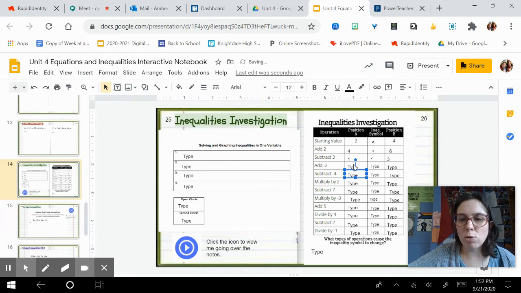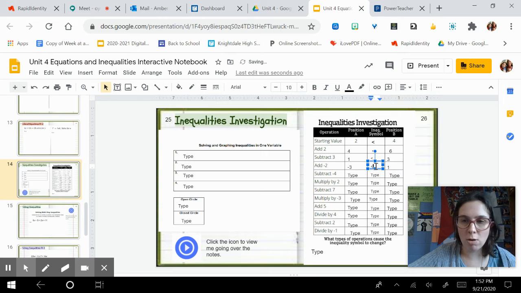All right, now let's do subtract 2. 1 minus 2 is negative 1. 3 minus 2 is 1. Again, we're still the same. It's still going to be less than. All right, subtract 4. Negative 1 minus 4 is negative 5. And then 1 minus 4 is negative 3. So again, we're still at less than.